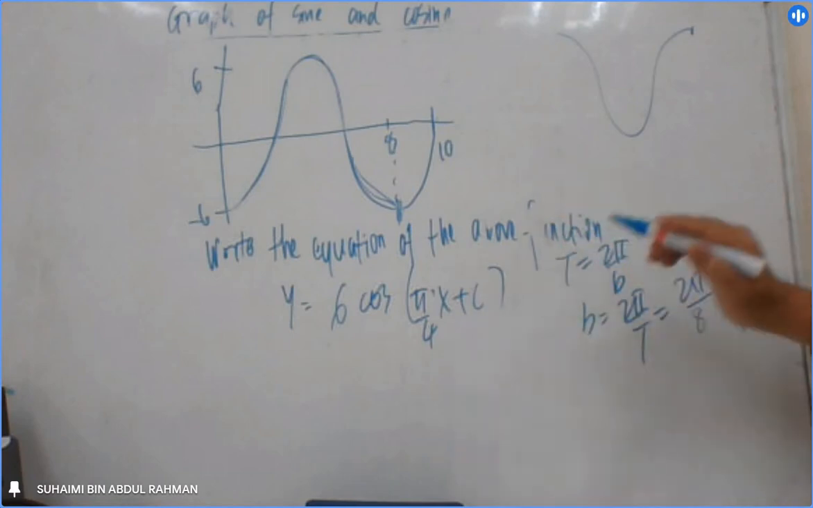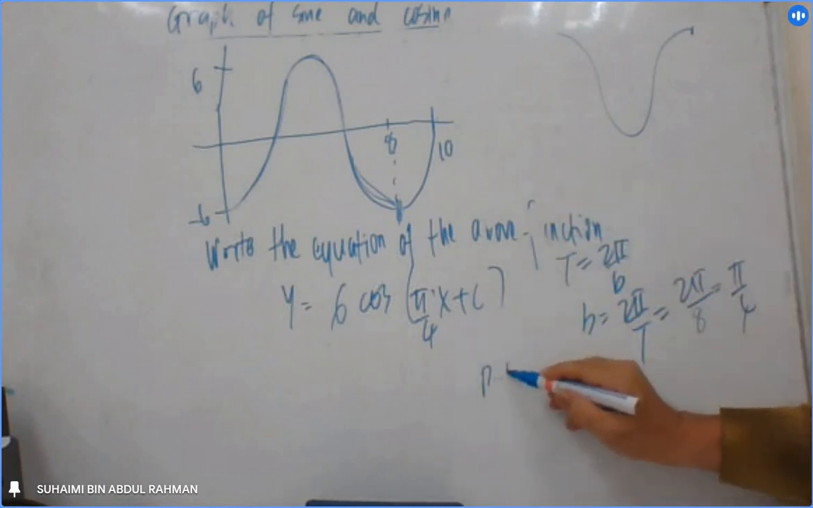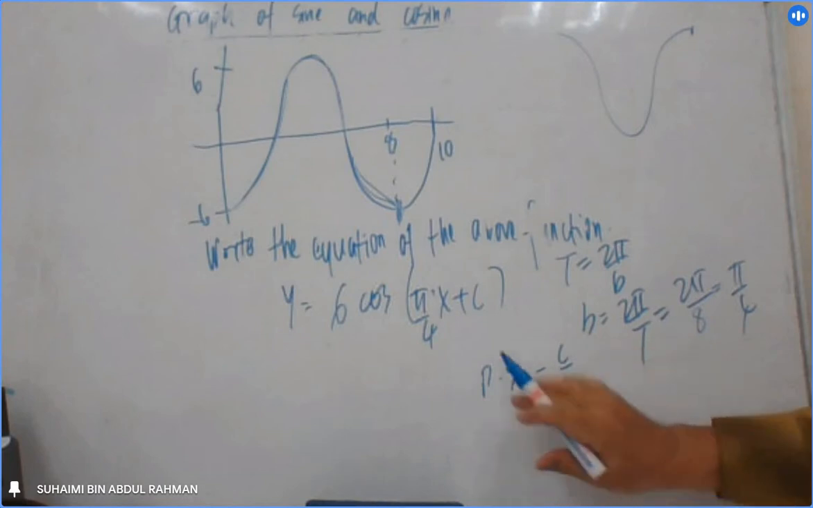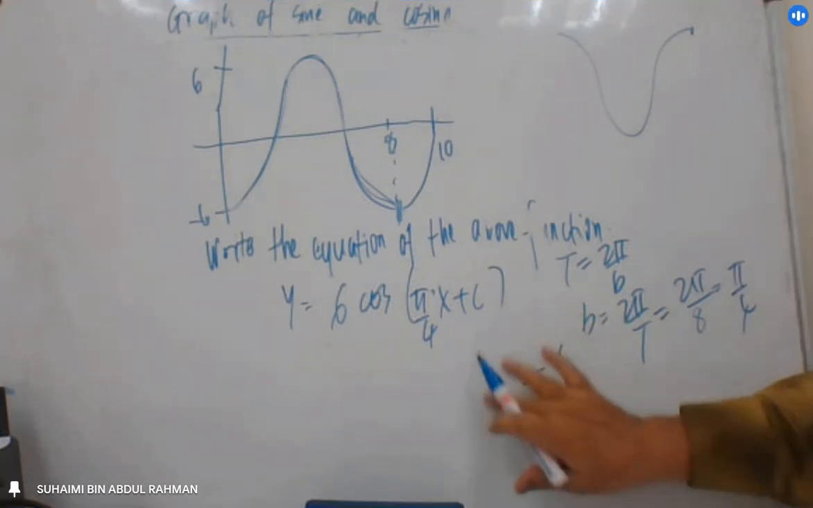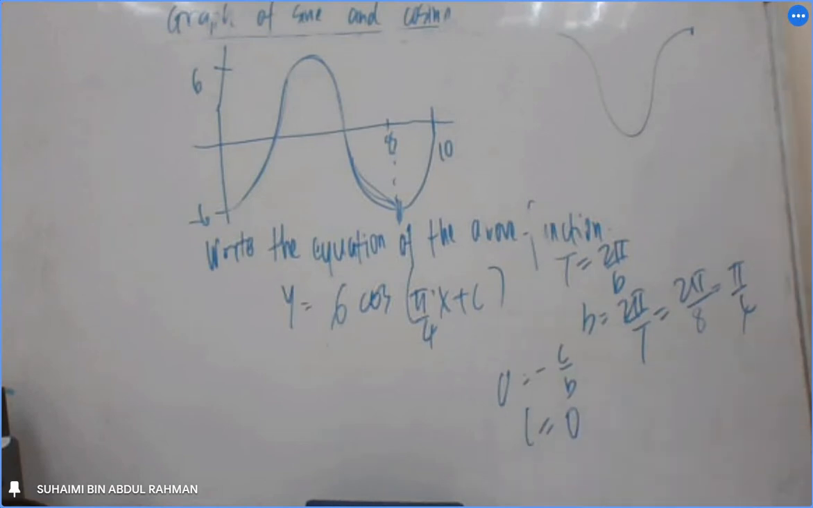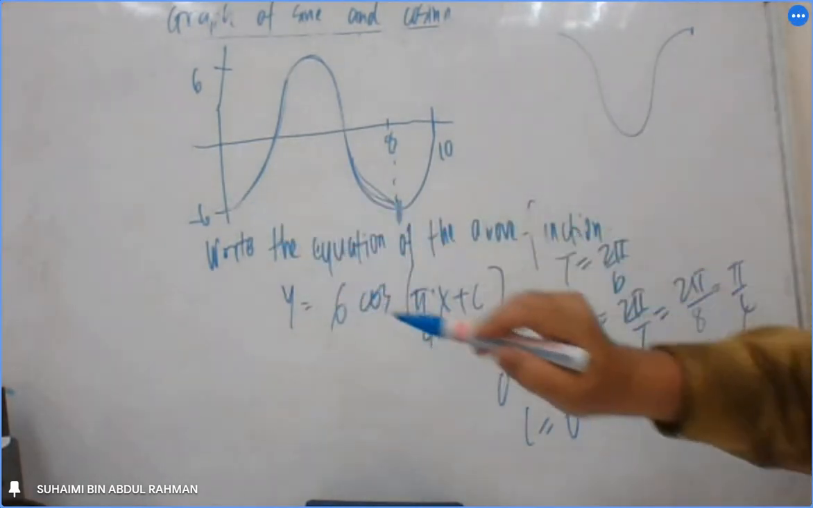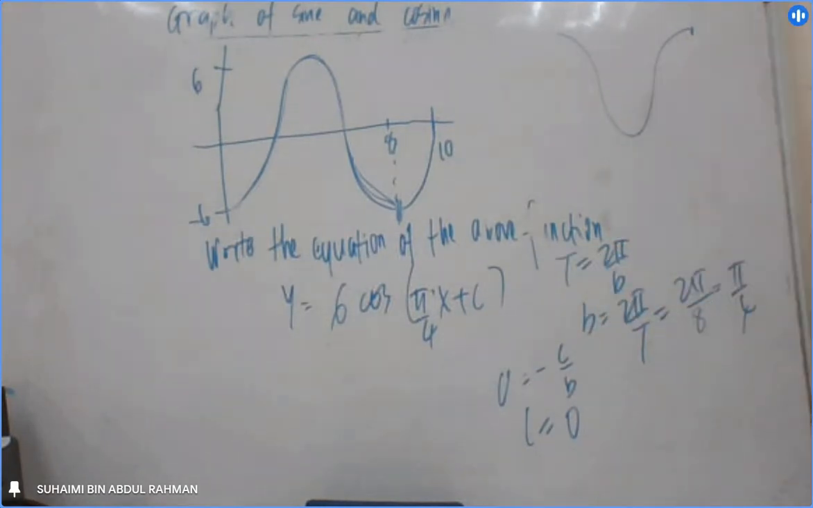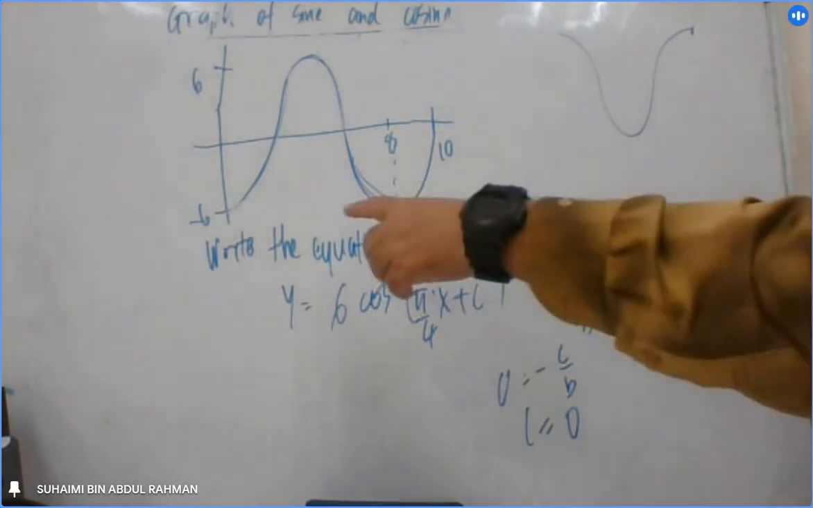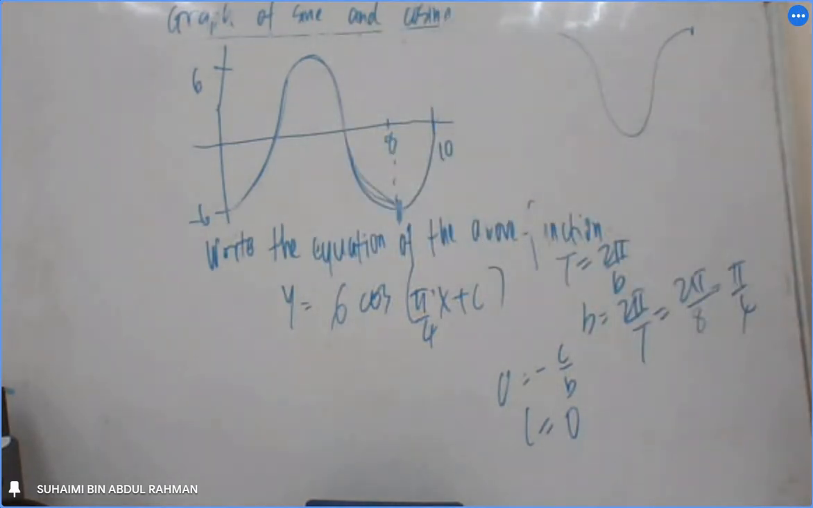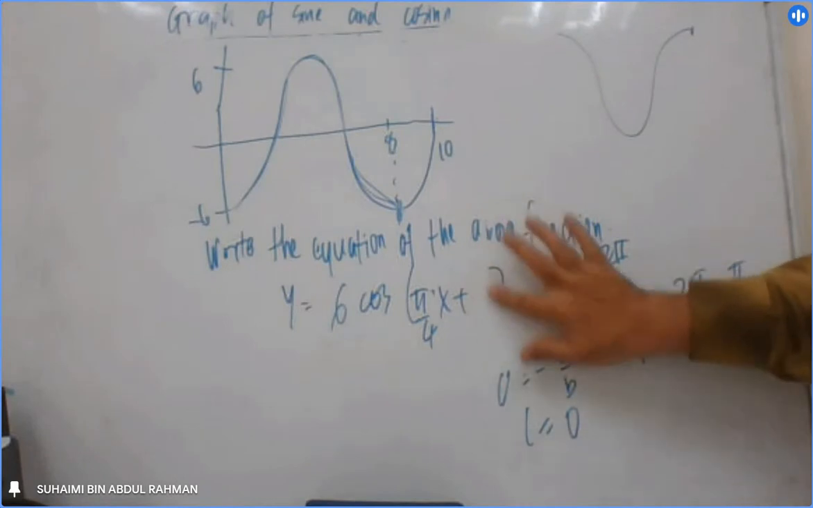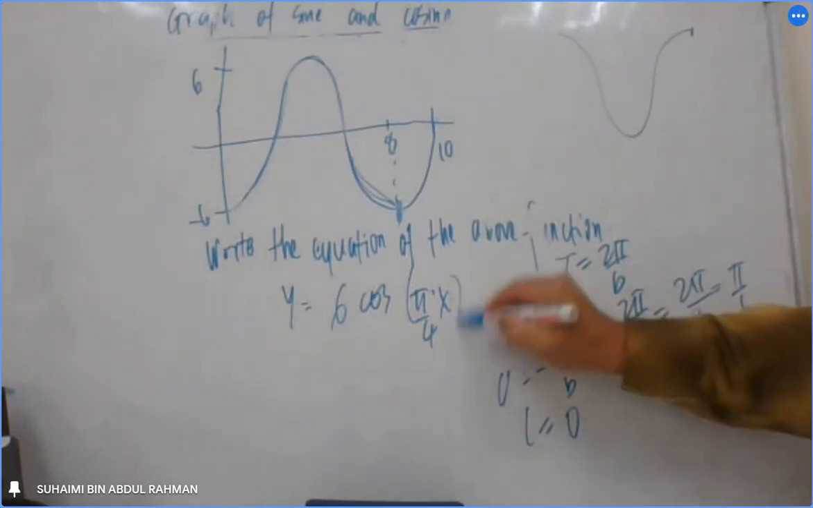C, remember that phase shift is minus C over B. Is there any phase shift happening here? No. Phase shift is 0. Therefore, C is 0. Phase shift is like the graphs before, where we shift to the left or shift to the right. But this one has no shifting. The graph starts from the y-axis, so C is 0. So our equation is this.